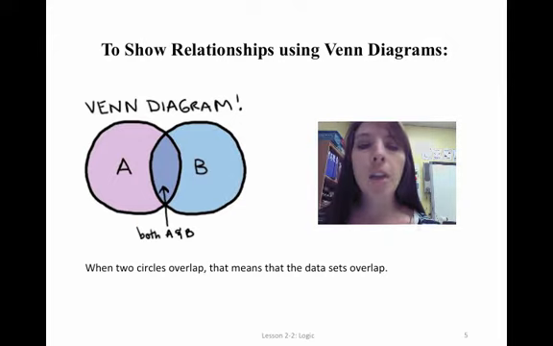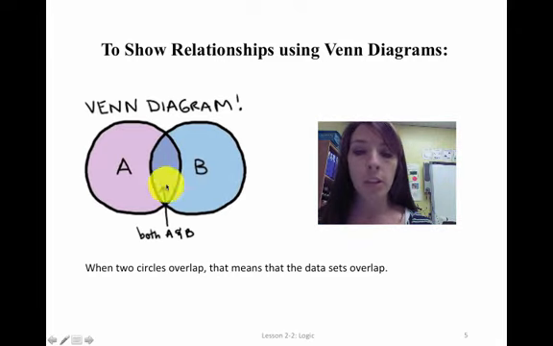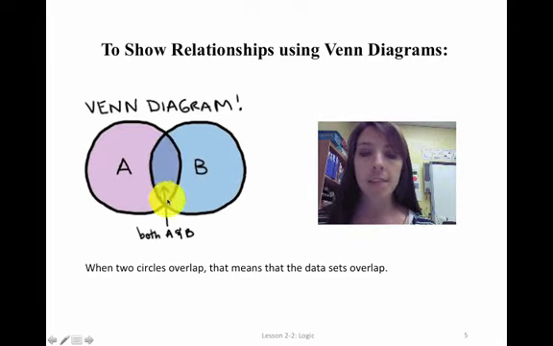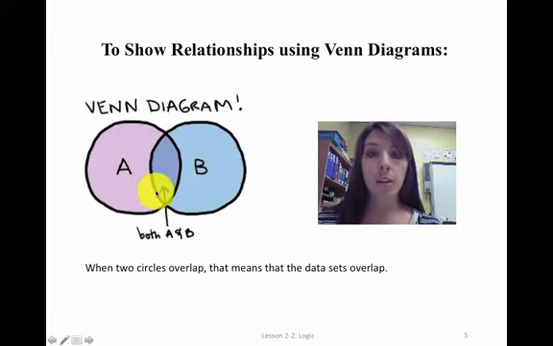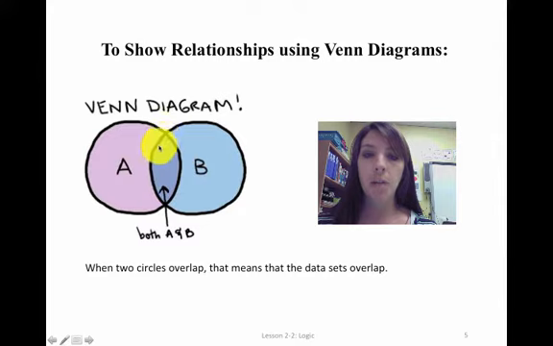Okay, so we already know that everything in circle A belongs to that data set, and everything in circle B belongs to that data set. When they overlap, that means that the sets of data overlap. So if we're talking about people that prefer cream or sugar in their coffee, we'll say all the people here in A prefer sugar, all the people here in B prefer cream. This part where the two circles are overlapping, those are the people that prefer cream and sugar.